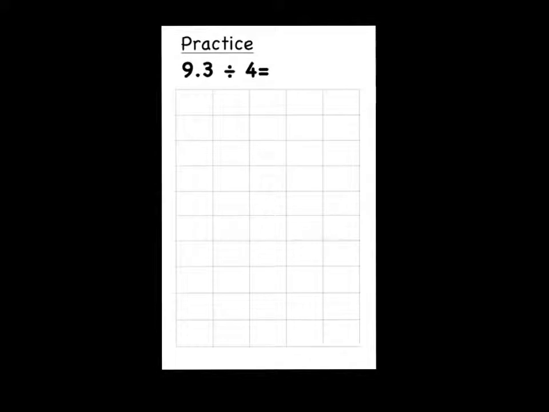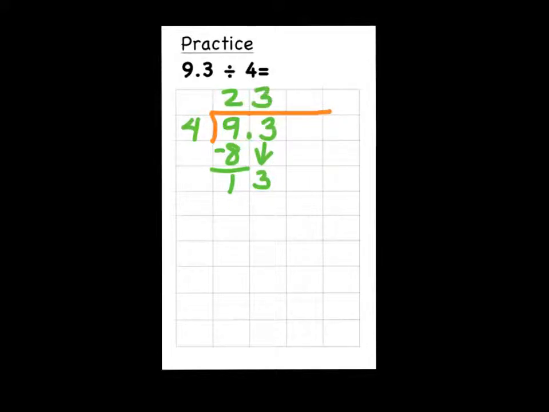Let's try another one. Here I have 9 and 3/10 divided by 4. So I'm going to set it up as I normally would. And here I can see I can get at least 2 groups of 4 out of 9 because 2 times 4 is 8. And I subtract and I get 1. Then bring down my 3. And now I can get 13 divided by 4. So I can get at least 3 groups of 4 out of 13. 3 times 4 is 12, and I subtract, and I have what would be a remainder of 1.